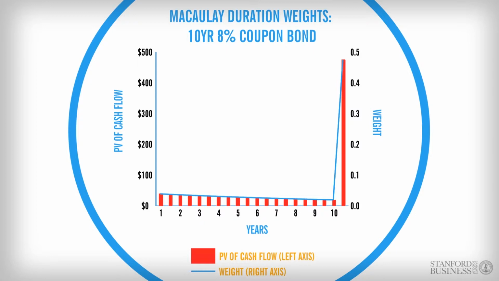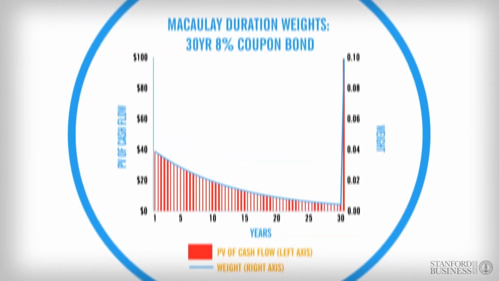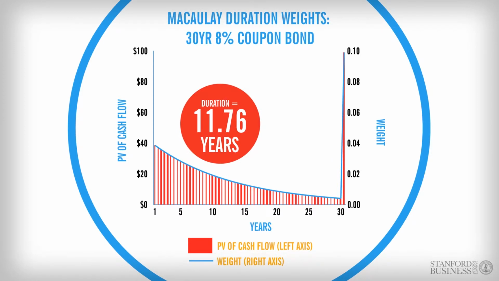For example, take the 10-year coupon bond we've been discussing. To find its duration, we need the weighted average maturity of the bond's payments. The weights are the proportion of the present value of each payment in the bond's total value. So taking a weighted average of the maturity of each payment, we find that the duration is 7.07 years, or 14.13 half years. Now let's look at the payments of the 30-year bond with the same coupon.